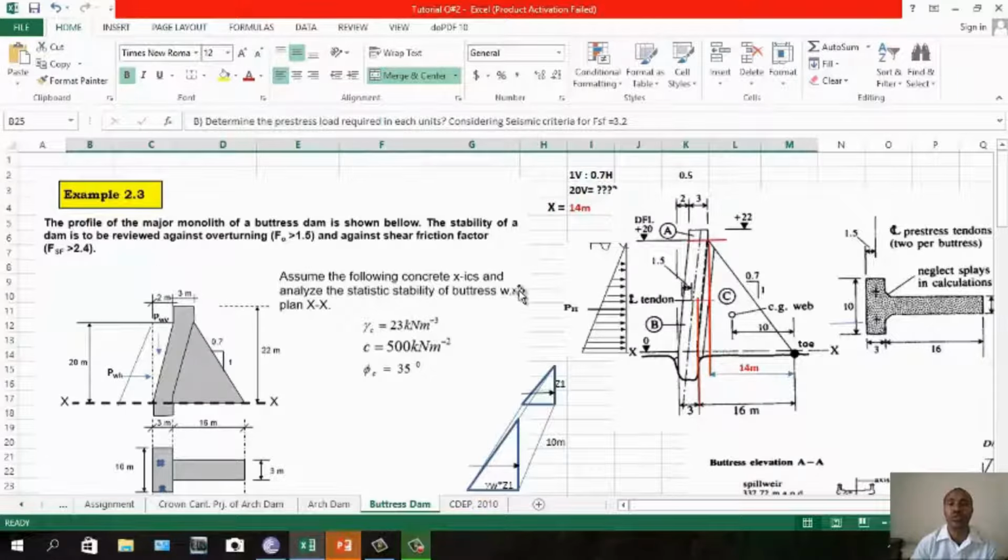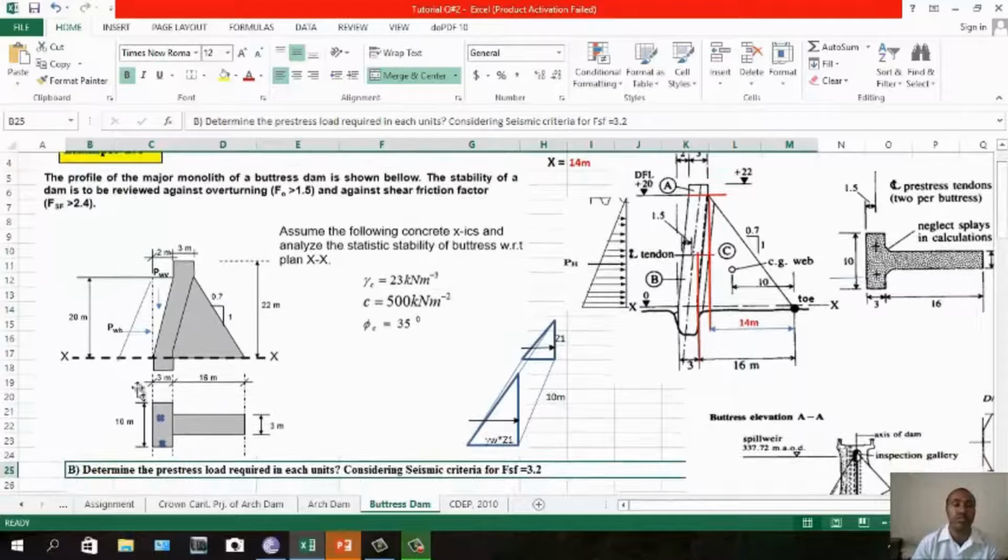So assume the following concrete characteristics, and analyze the static stability of the Buttress with respect to plane XX, which is the base contact. So you have two cross sections you can see. So you have the plan view. This is a single Buttress plan view. So you have the dimensions. So let us see.